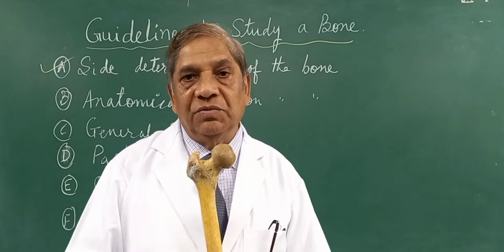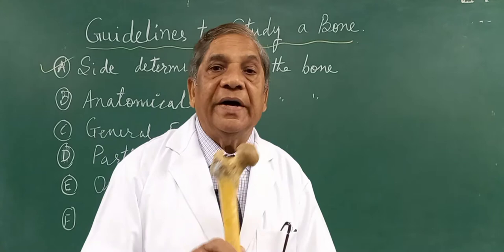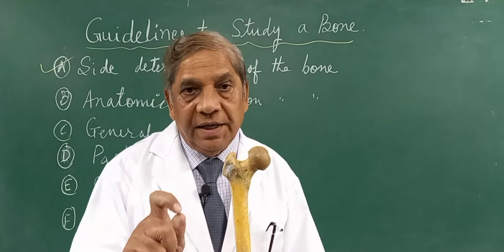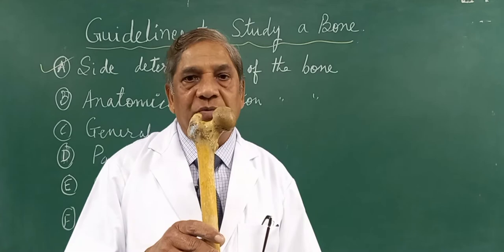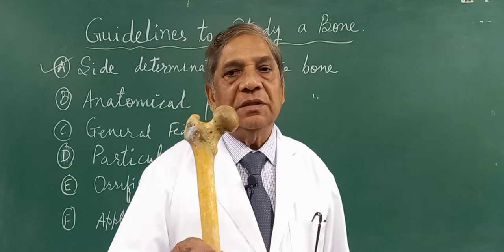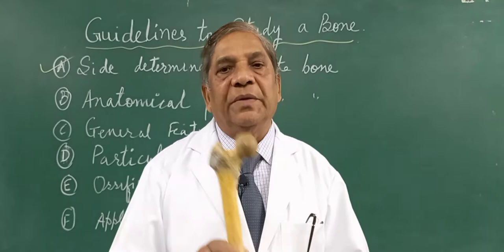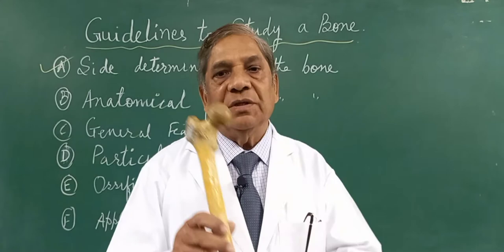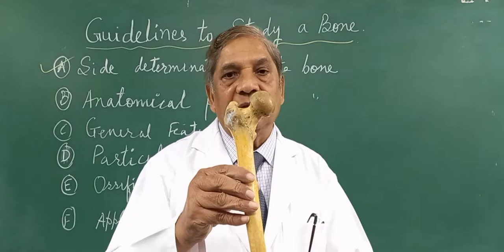So you should also keep your bone in anatomical position. But then the question comes, how to keep the bone in anatomical position? Again, your teacher or your book will help you. First, hold the bone in the same hand as the side to which it belongs. Say for example, this is the femur of the right side. I should always hold it in my right hand, and then I should keep it in such a way that it is in the anatomical position. For every bone, the anatomical position will differ.